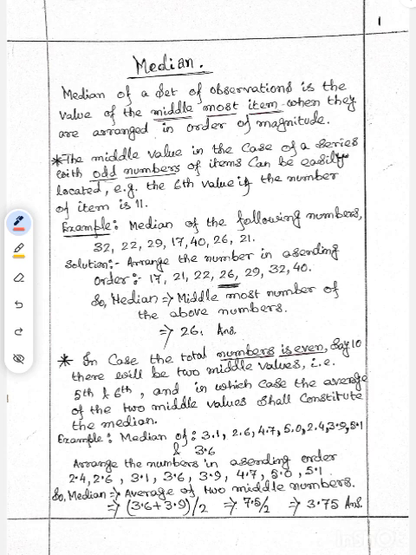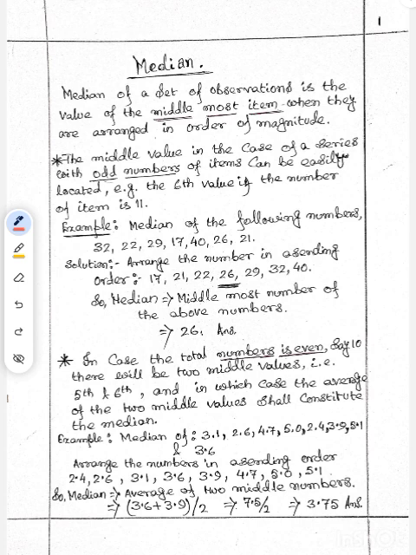Median is one of the methods of central tendency. We know there are three methods of calculating central tendency: one is mean, second is mode, and third is median. So median is one of the formulas or methods of central tendency. Okay. Now what is median?